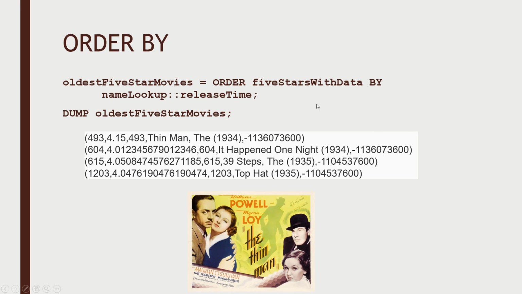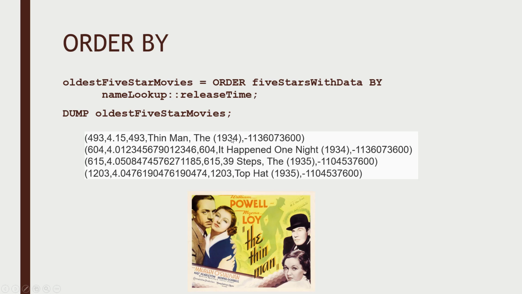Last thing we need to do is order things by the release date, and then we have our answer. So to do that, we use order, and we can just say order 5 stars with data by, and remember we had to use that weird colon context syntax to actually get the field name that we want. Name lookup colon release time, and since we converted that to epoch seconds, that actually sorts nicely numerically, and we can just dump out the results. And that will actually give you all of the 4+ star rated movies sorted by release date, but we're just going to print out the first 4 here for the purpose of this slide.